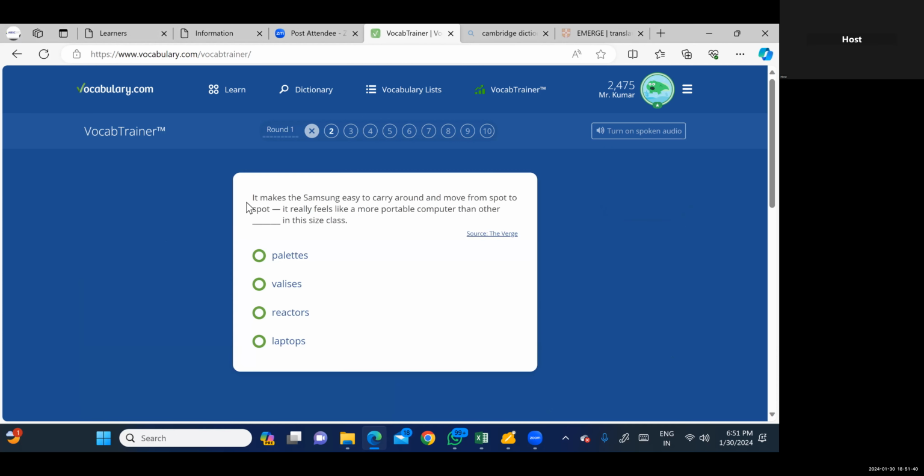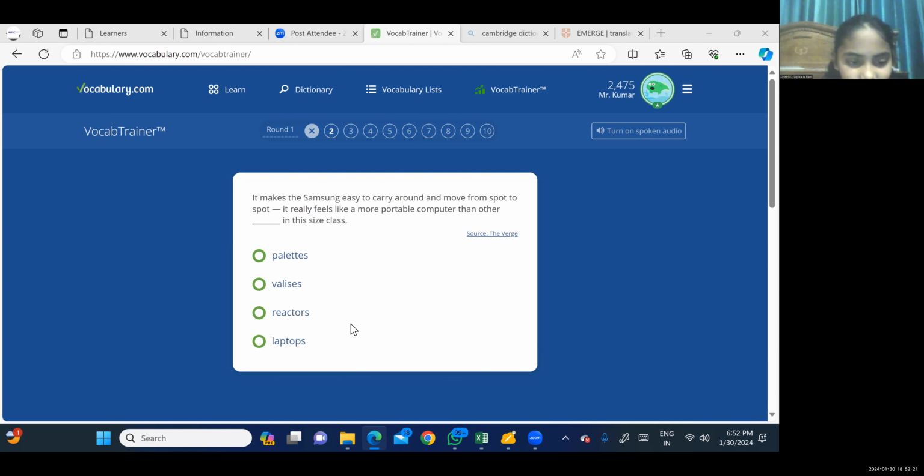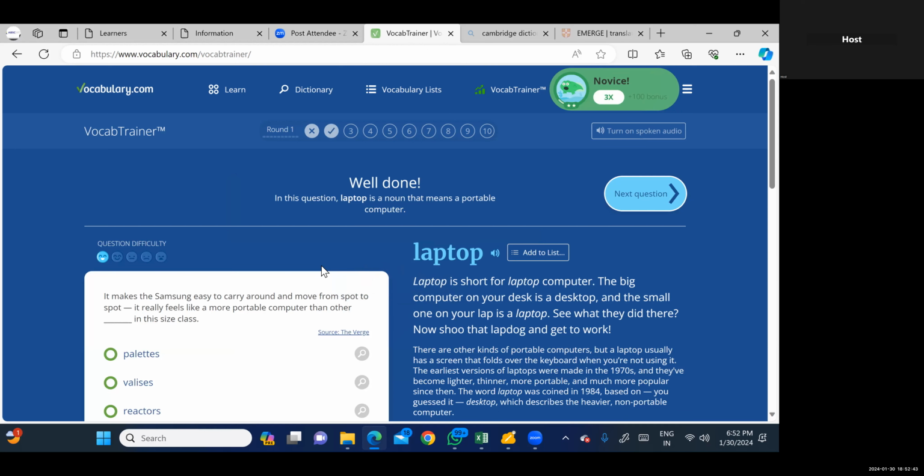Next question is for Sanvika. This is for you. It makes the Samsung easy to carry around and move from spot to spot. It really feels like a more portable computer than other blank in the size class. Find the right word. What does Samsung sell? Something easy to get around, move from place to place. For a laptop. Very good. Excellent.